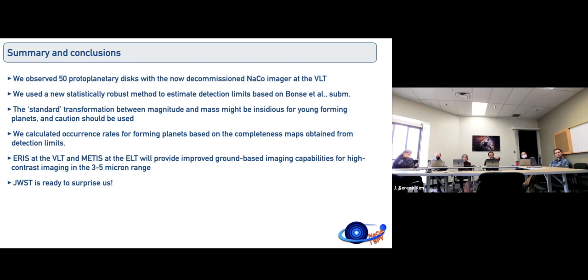I hope that you are aware that it's really dangerous to convert magnitudes to mass limits because it involves a huge amount of assumptions, and basically, depending on the assumptions, we can decide what the outcome should be. We calculated the occurrence rate for forming planets. These are roughly in agreement with more mature systems, and in the future, ERIS at the VLT, which is being commissioned now, and METIS at the ELT will provide improved ground-based imaging capabilities. And finally, JWST is ready to surprise us. Let's see what comes out. Thank you very much.